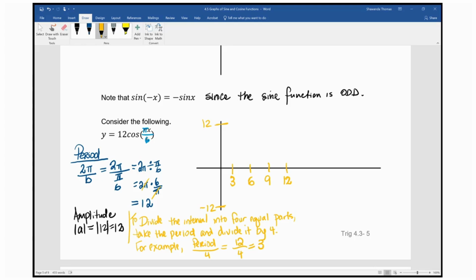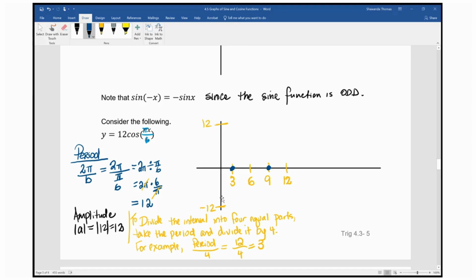Is it 3 and 9? Okay, at the quarters, right? At the quarters of the graph. All right. Now we don't have a negative in the front. If we had a negative in the front, negative 12, that would mean that we would have to flip the graph.